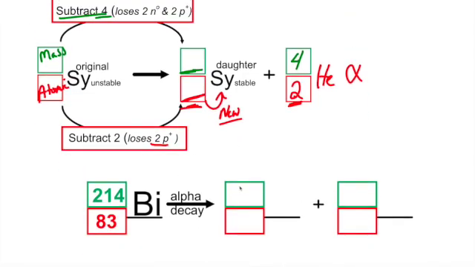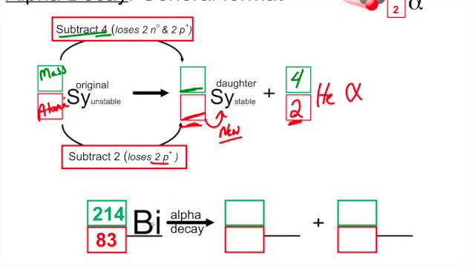Now, let's do a real example here. We've got bismuth undergoing alpha decay. I'm telling you it's undergoing alpha decay. I could have written this. That would have been a symbol or a signal that it's undergoing alpha decay. But otherwise, if it was just all blank here, you wouldn't necessarily know what it's doing.